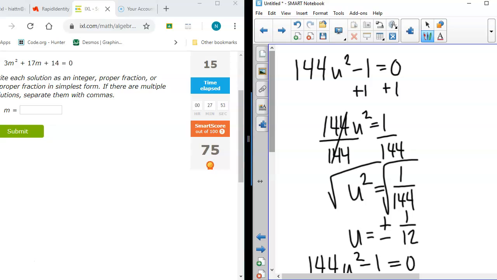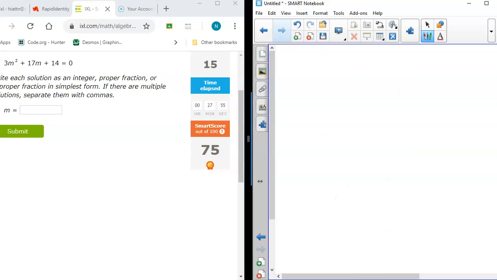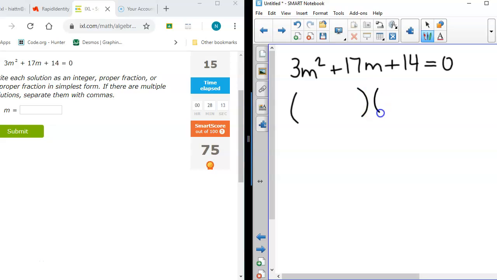All right, let's look at this next one, and we'll probably stop after this one. This is another one of those more difficult problems. You've got 3m squared plus 17m plus 14 equals 0. So to solve this, you are going to have to break this into two binomials. And to get 3m squared, the only things you can multiply to get 3 are 3 and 1. So you're going to have 3m and 1m right here.